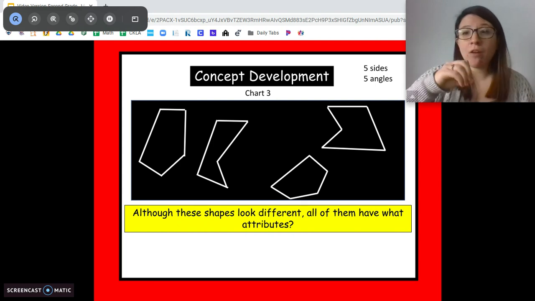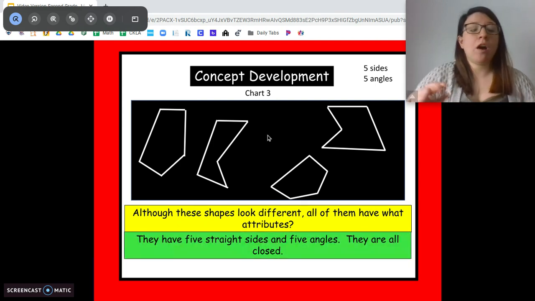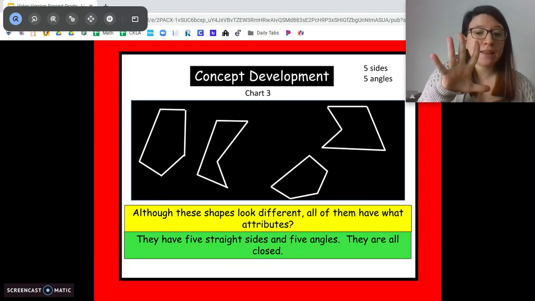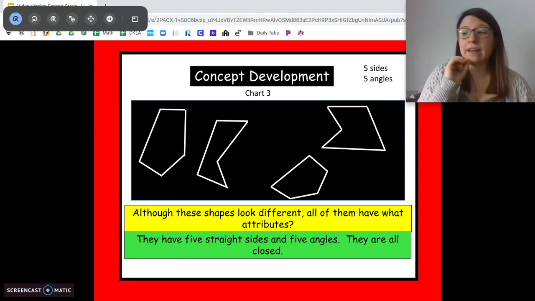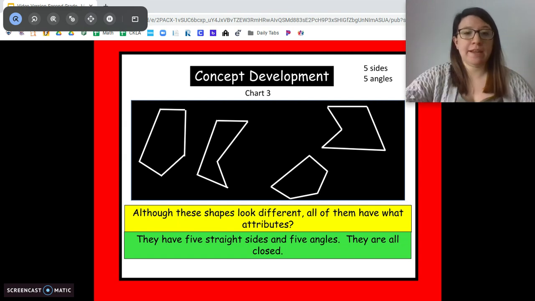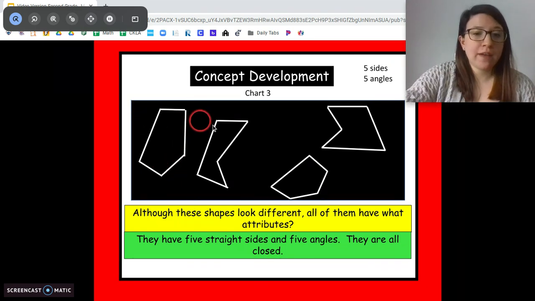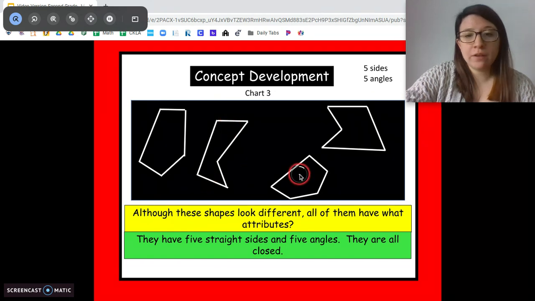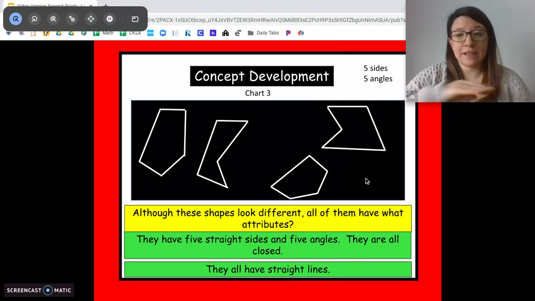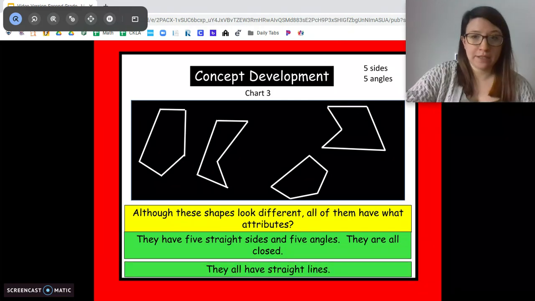Good. So even though they all look different, they all have 5 straight lines and 5 angles, and they are all closed shapes. So there's no open parts on any of them. 1, 2, 3, 4, 5. And then they all have 5 angles, and they all have straight lines. There are no curved lines in any of these shapes either.